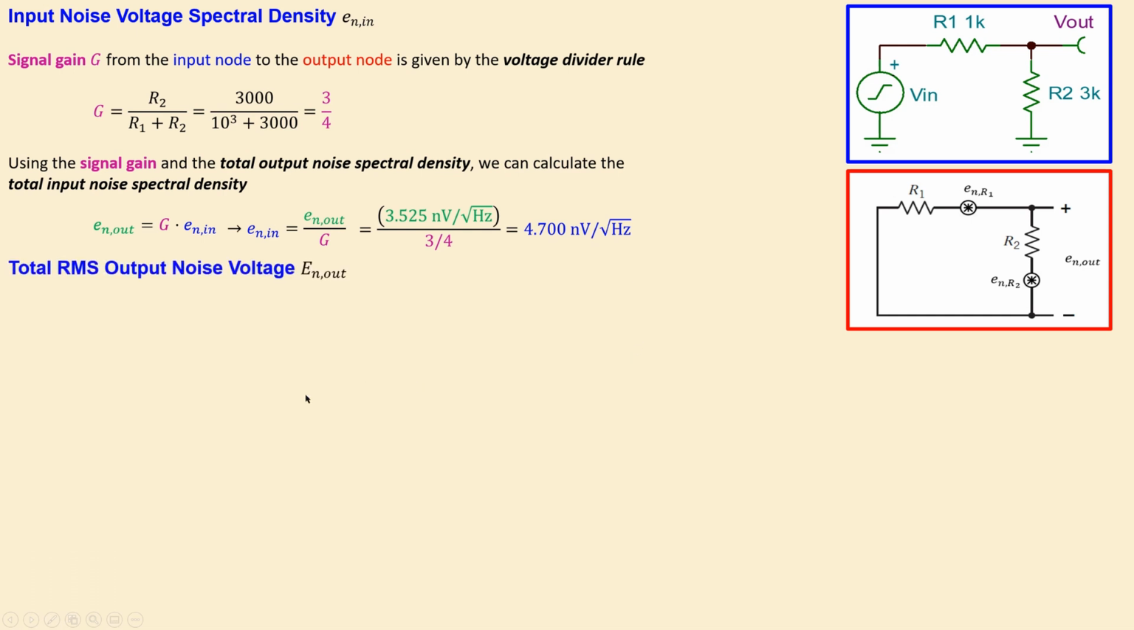So the next one was the total RMS output noise voltage, which is given by the capital letter E sub n out. Since we know the small letter e sub n out, the total output noise spectral density, I can now calculate the total RMS output noise voltage, which is given as an RMS voltage and is independent of frequency. For that we integrate the output noise spectral density across the complete noise bandwidth. Again, we don't use the signal bandwidth, but the noise bandwidth specifically.